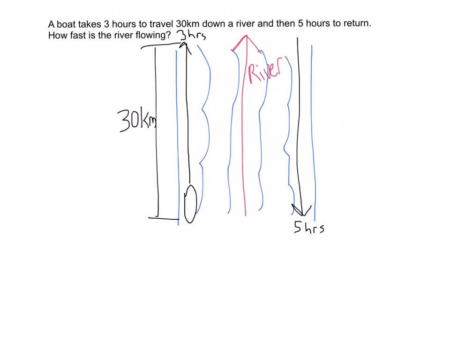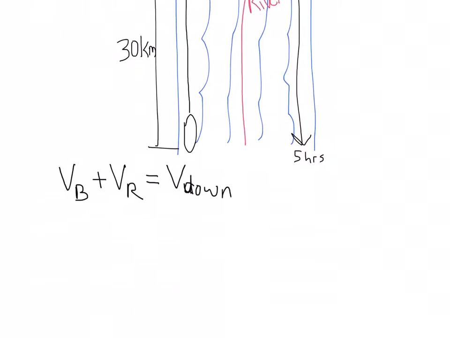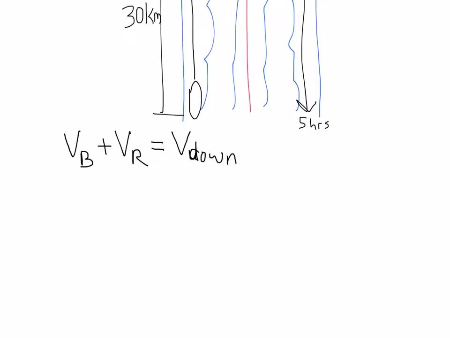So what I suggest is we've got the velocity of the boat, and we're going to add the velocity of the river, and that's going to equal the velocity going, what did we say? Going down the river. But also, we've got the velocity of the boat minus the velocity of the river equals the velocity coming up the river. Okay, so the velocity of the boat stays the same, this stays the same.